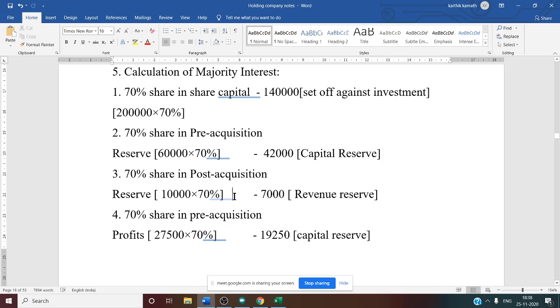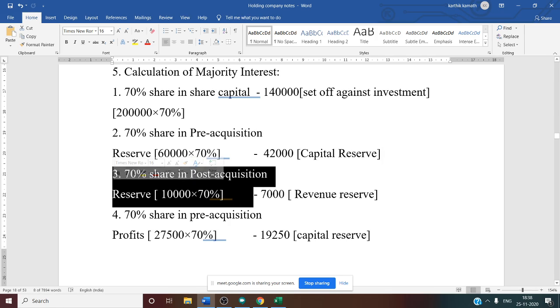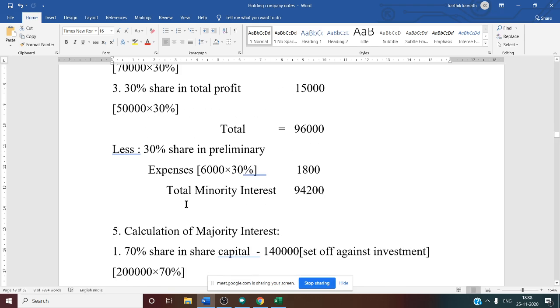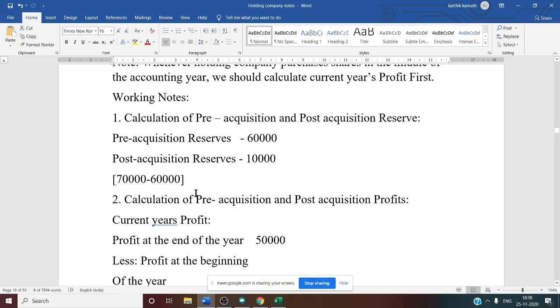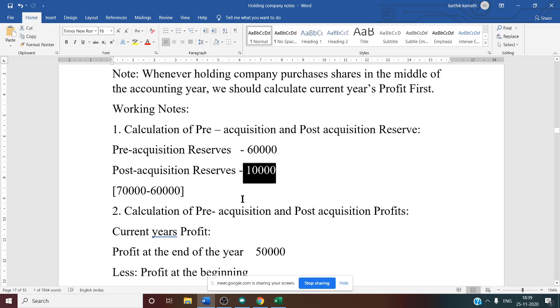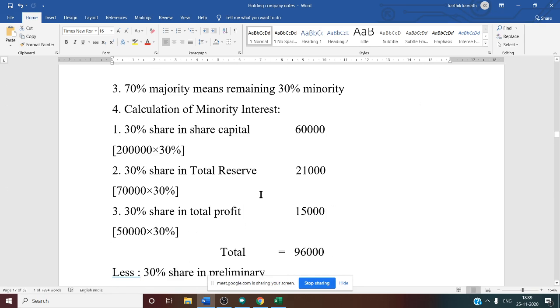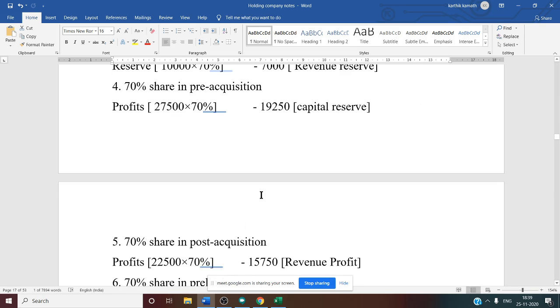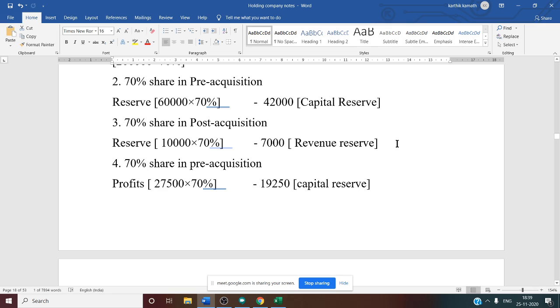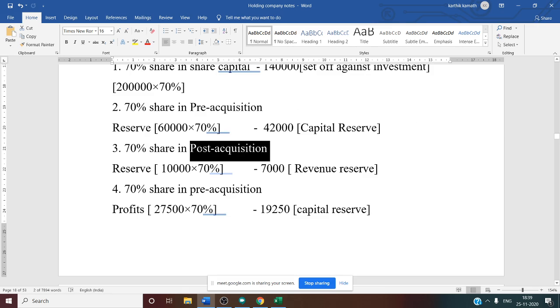Then you have to find the post-acquisition reserve, that is 70% share in post-acquisition reserve, 10,000 into 70%. Again, from where did we get 10,000? See working note number 1, post-acquisition reserve 10,000. So 10,000 into 70% is nothing but 7,000. You can write this as revenue reserve. Why? Because this is short term in nature, post-acquisition reserve.